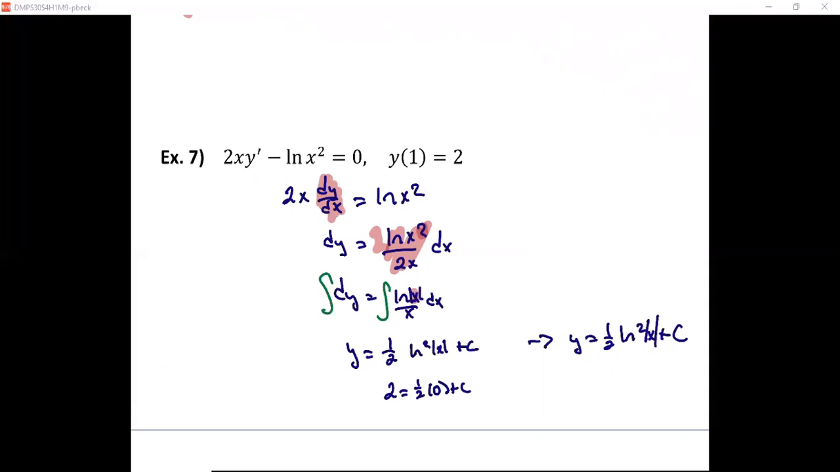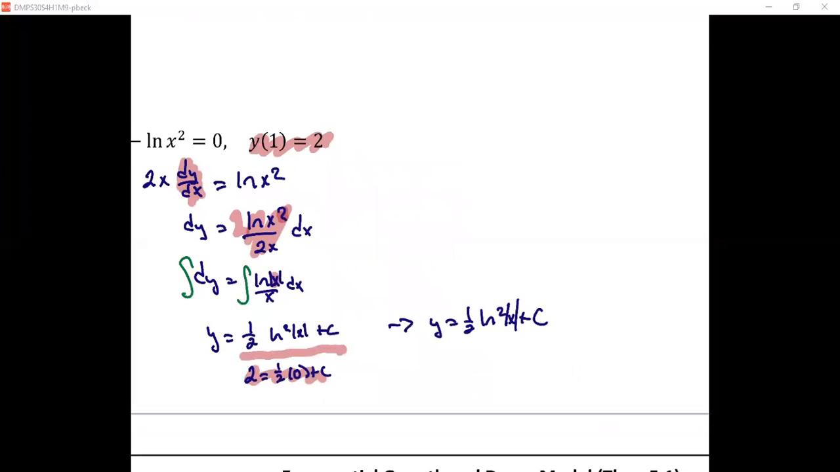And then if we integrate both sides, you'll see I have 1/2 natural log squared. This is similar to the integration we did earlier. And with our particular solution, when x is 1, y is 2. That allows us to find that our c value is 2. And our c value, as I said, is 2. Therefore, that should be a plus 2.